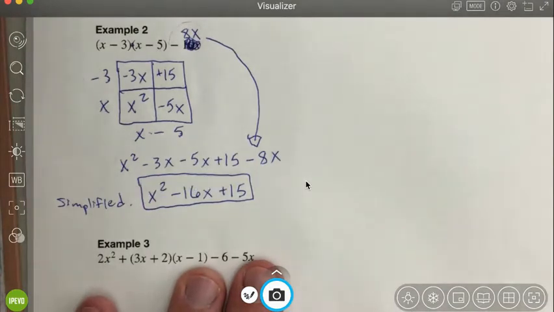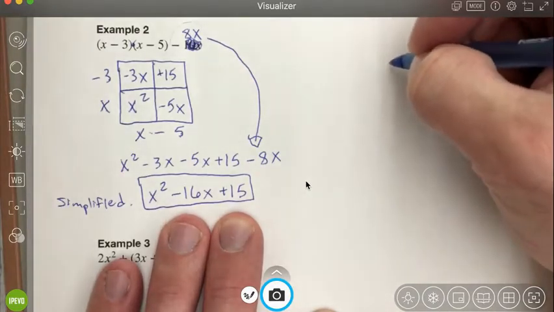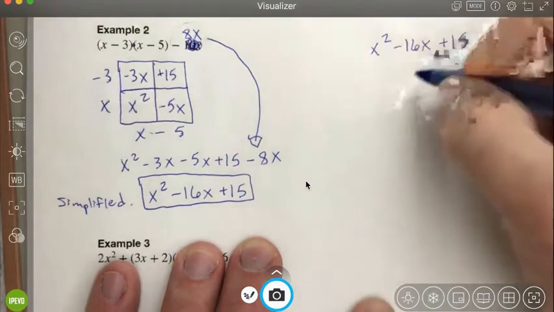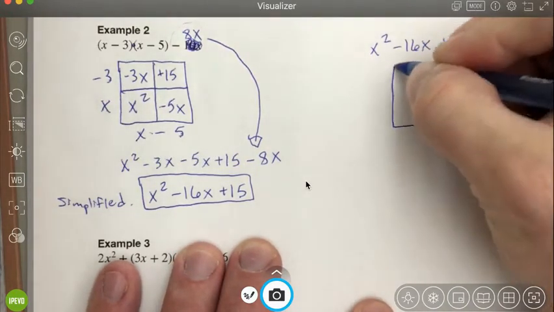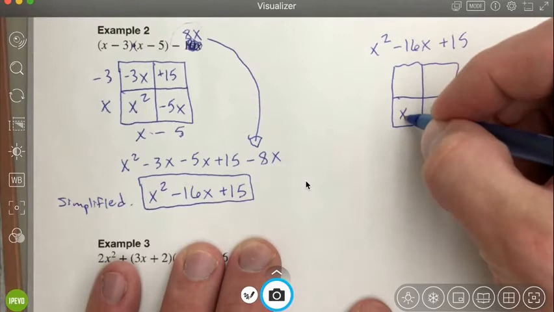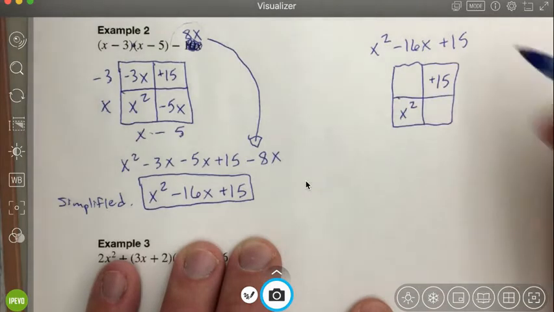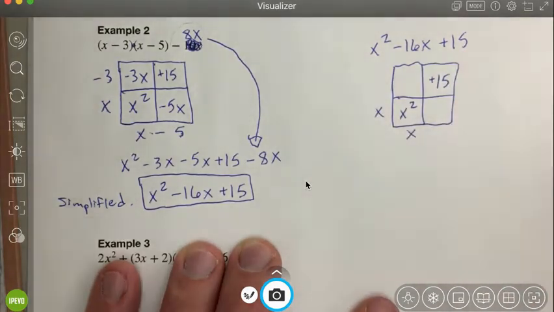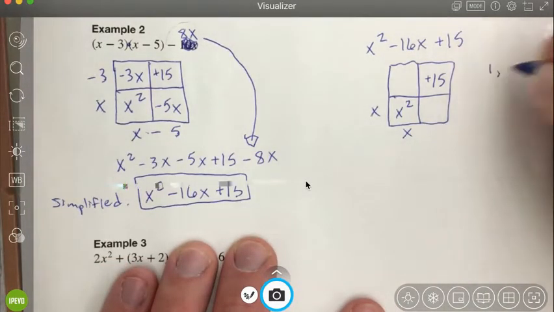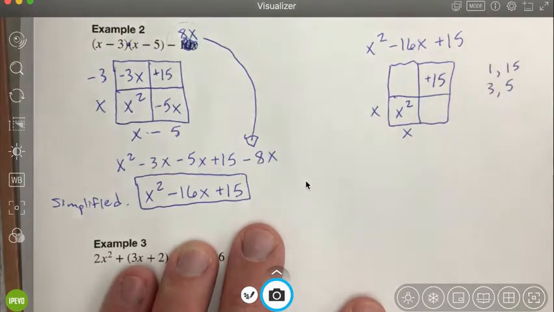All right, with that said, now I got to do something with it. So let's factor this. I'm just going to write it again for clarification. All right, so we've got our box. We know x squared is going to be in it, and we know plus 15 is going to be in it. I already know x times x is x squared. Now the factors of 15 are 1 and 15, or 3 and 5.